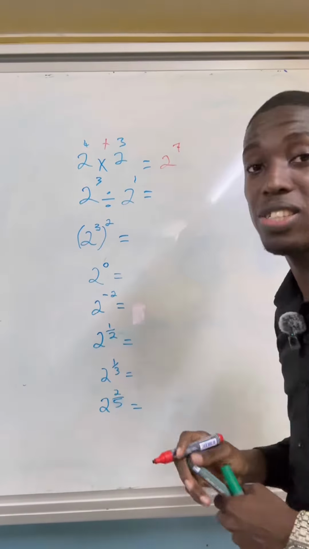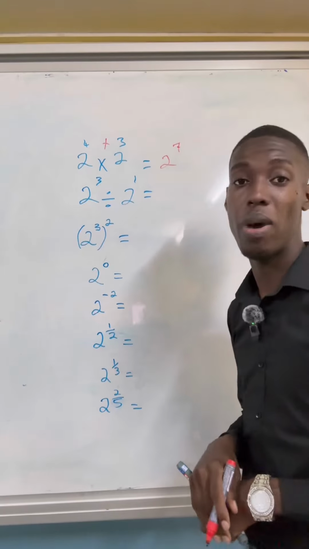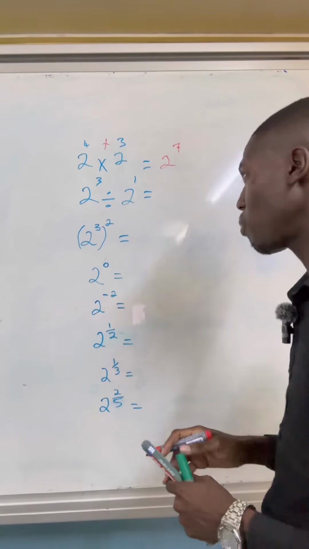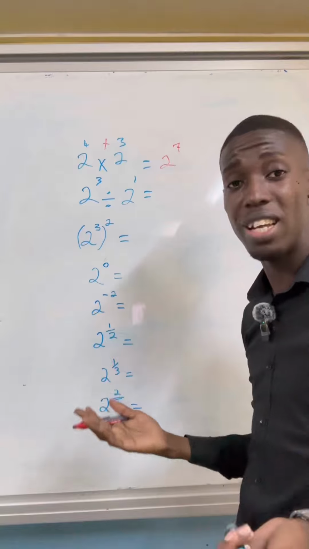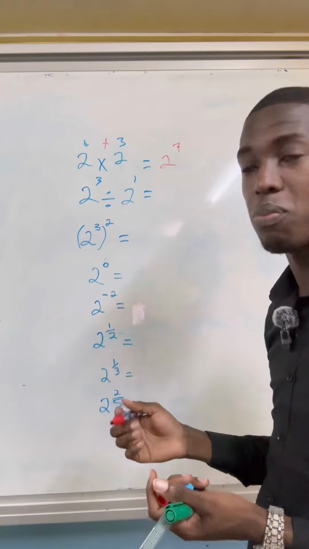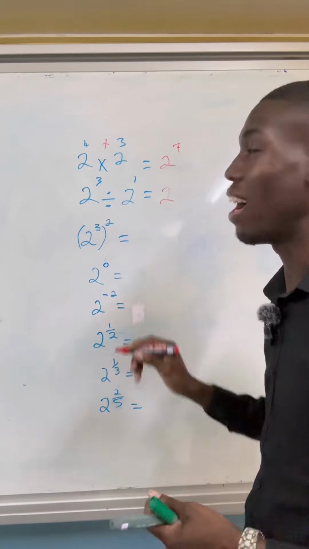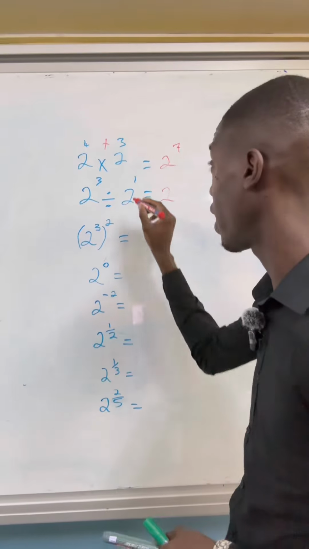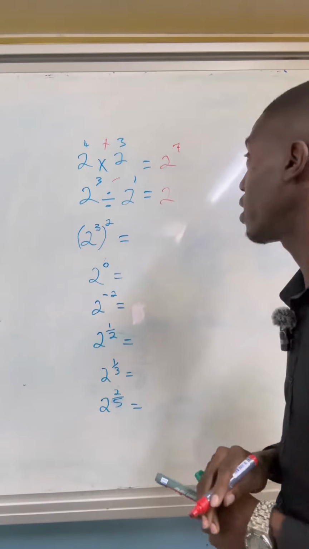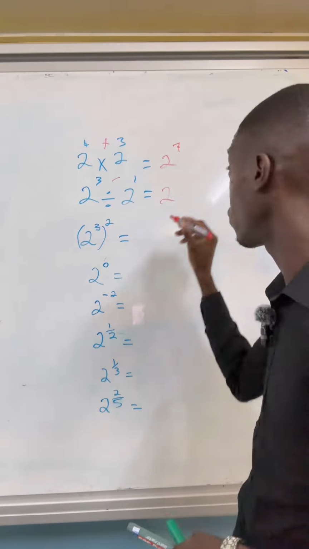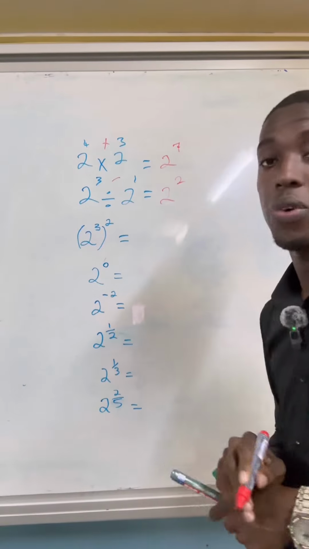The next question is 2 raised to 3 divided by 2 raised to 1, right? Whenever we're dividing indices and the bases are the same, we write back the base and then we subtract the powers, right? 3 take away 1 gives us 2. So it's 2 squared, right?